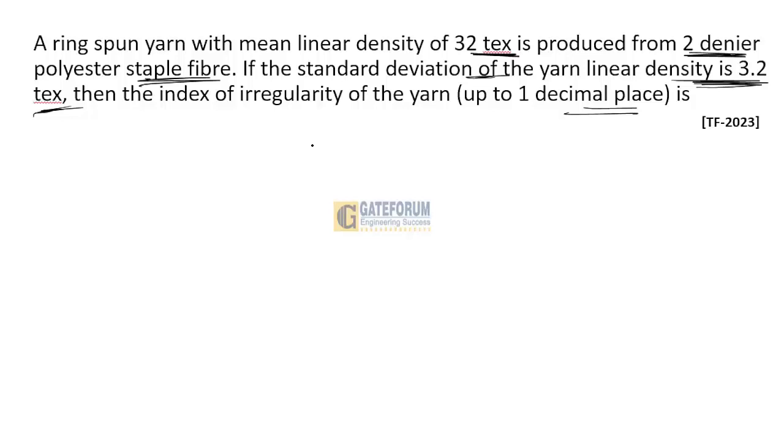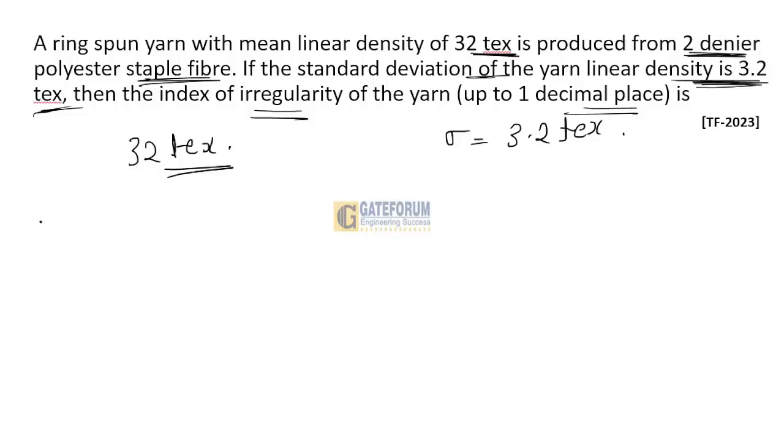So in this question, what is given is the standard deviation. It is a 32 tex yarn, 32 tex linear density, and the standard deviation sigma is 3.2 tex. So for the index of irregularity, you first need to calculate CV percentage, the coefficient of variation percentage.